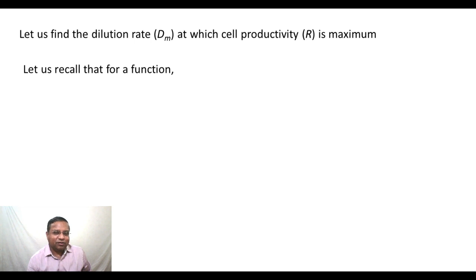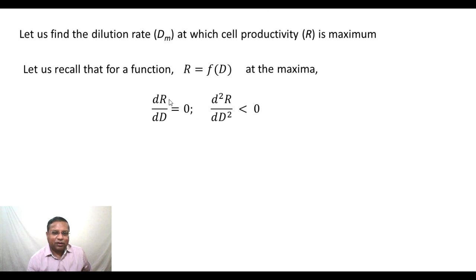For a function, we know the conditions for a maximum, mathematically. What are the conditions? For example, if R equals f of D, at the maximum point, dR/dD would be equal to 0, the slope becomes 0, and the second derivative would be less than 0. That is the condition for a maxima. Alternately, the condition for a minima is that dR/dD would be 0 and the second derivative would be greater than 0. This we all know from our initial math courses.